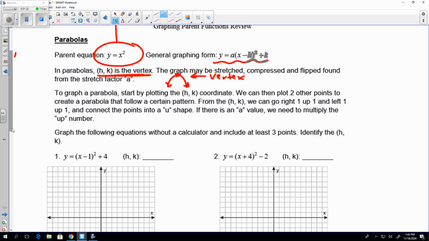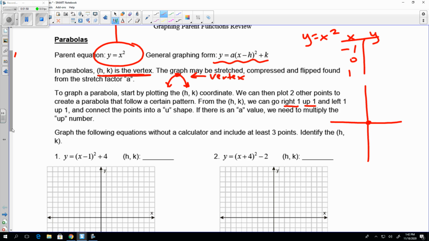To graph a parabola, start by plotting the hk coordinate. We can then plot 2 other points to create a parabola that follows a certain pattern. From hk, we can go right 1 and up 1, because that's normally where it is from our vertex. Here, if I pick a couple points and plug them into y equals x squared, -1 times -1 is +1. 0 times 0 is 0. That's our vertex right here. And 1 times 1 is 1.